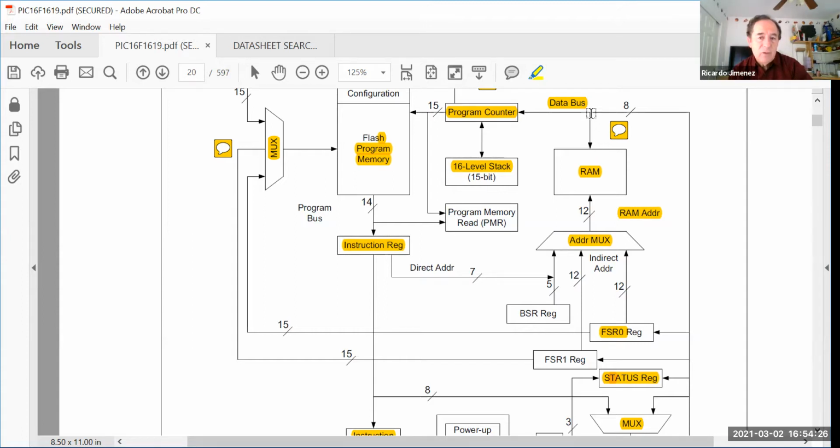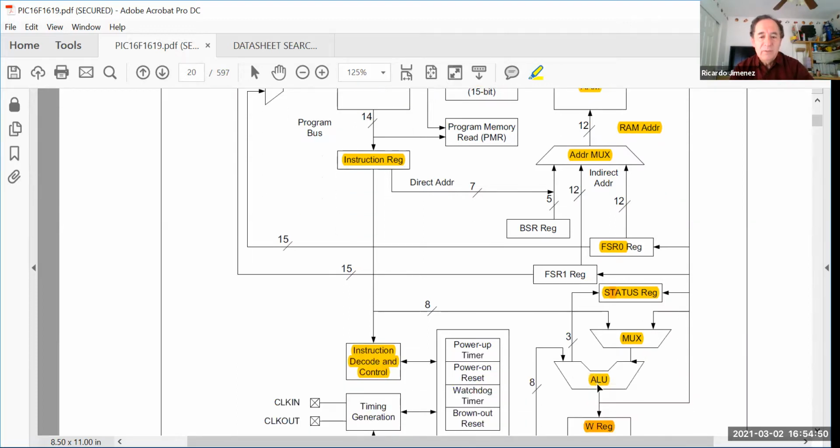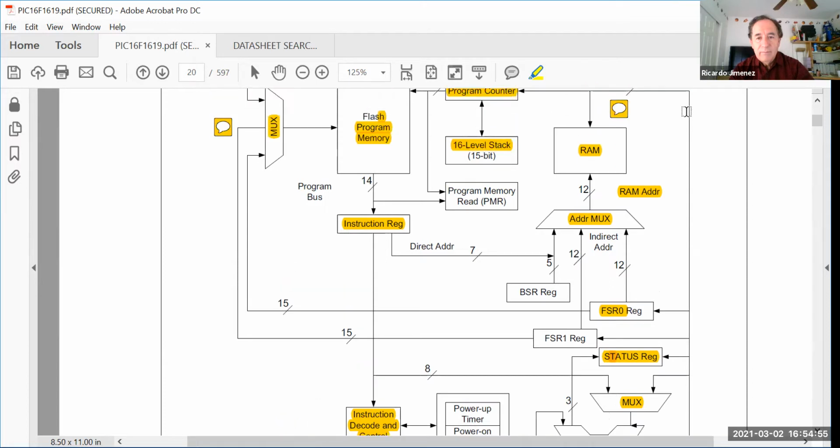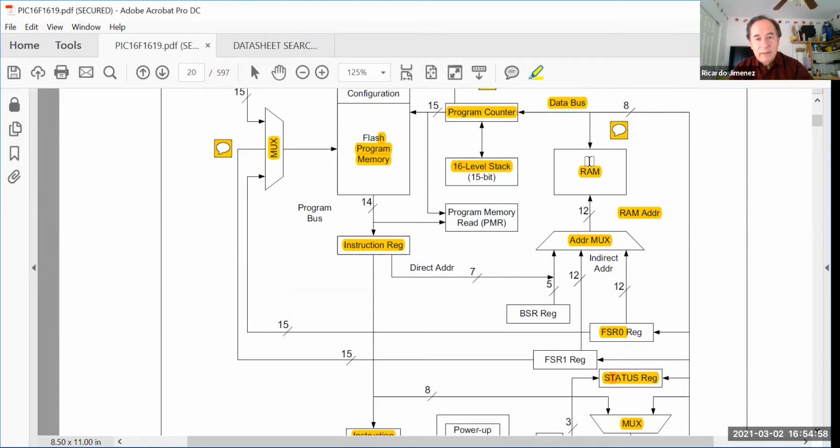This arrow, even when you see the arrow going downwards, it is a bidirectional arrow. So the data flows both ways. This is the address, and the data flows from here to the bus. But you can also store data in the RAM. That's why the arrow is downwards, because the data can come from the arithmetic logic unit from here. It travels this way, and then the data is stored inside this memory, okay?